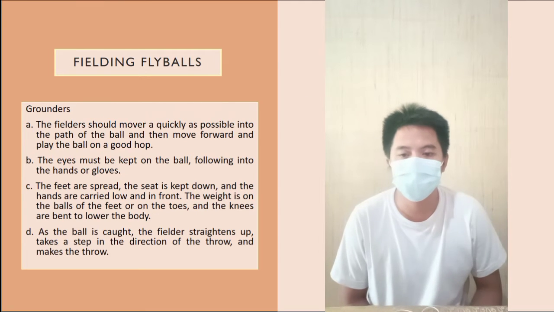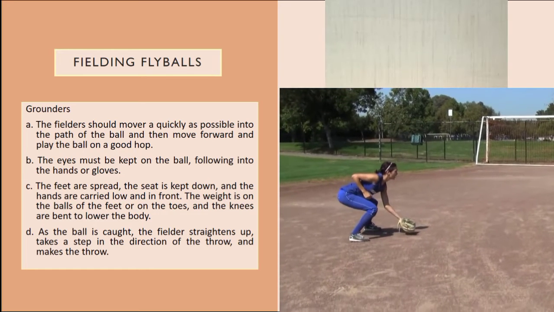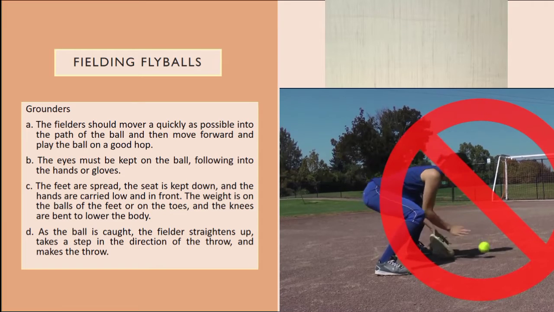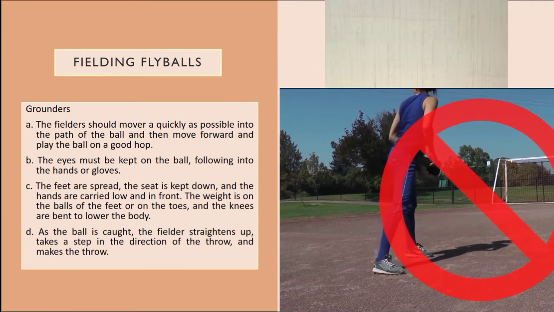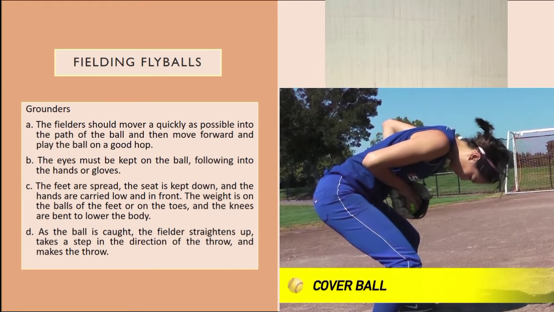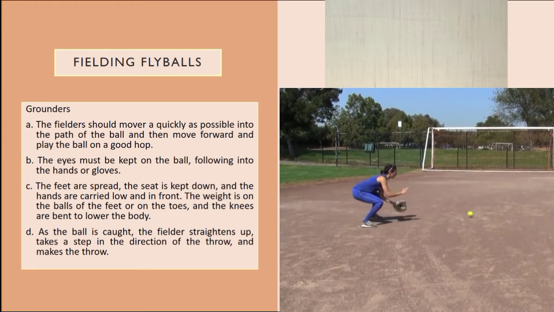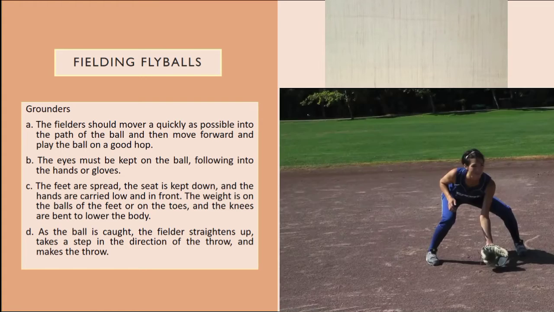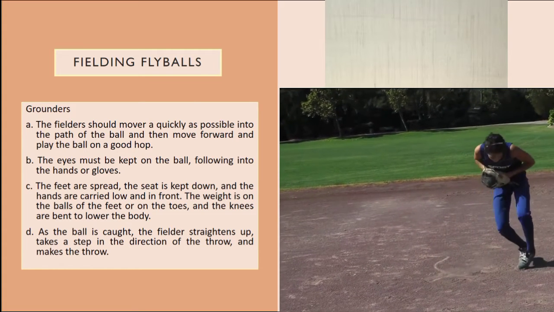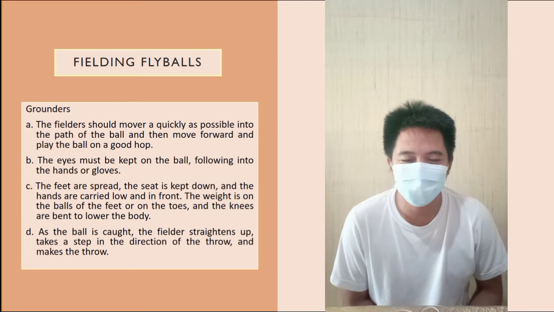Next is fielding fly balls and grounders. The fielders should move as quickly as possible into the path of the ball and then move forward and play the ball on a good hop. The eyes must be kept on the ball, following it into the hands or glove. The feet are spread, the seat is kept down, and the hands are carried low and in front. The weight is on the balls of the feet or on the toes, and the knees are bent to lower the body. As the ball is caught, the fielder straightens up, takes a step in the direction of the throw, and makes the throw.